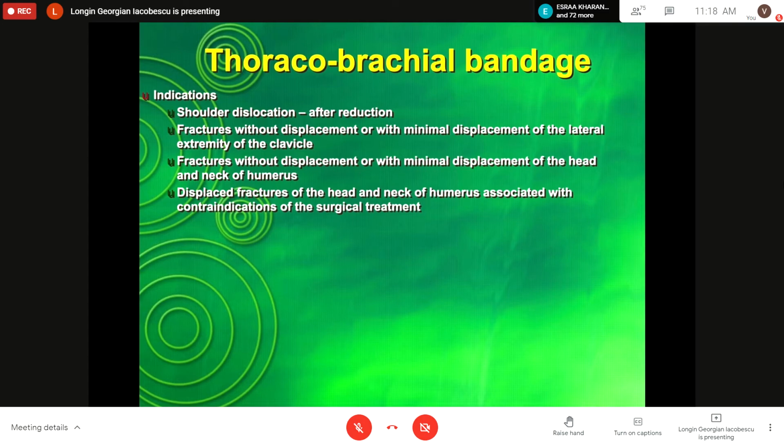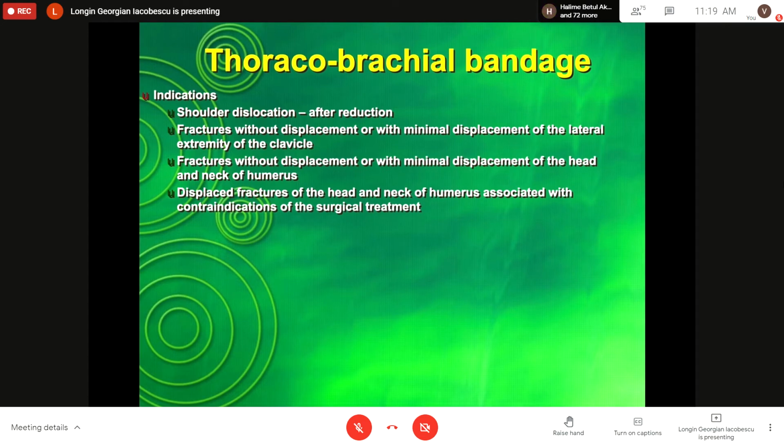Another indication for this type of bandage is fractures without displacement or with minimal displacement of the head and neck of the humerus. I can ask you, for instance, what type of classification to use for fractures of the proximal part of the humerus. I think it was just taught to you in the course today. Do you remember the name of the classification? That's correct. The most common classification used nowadays is the Neer classification.